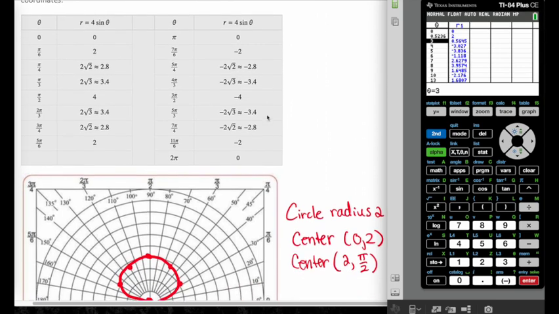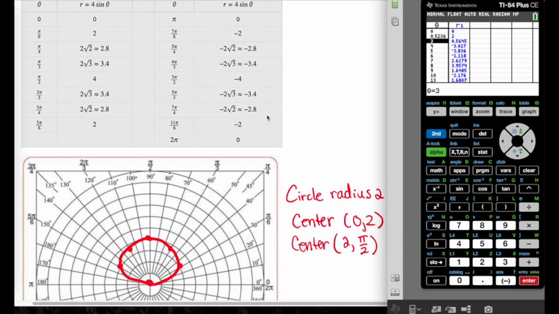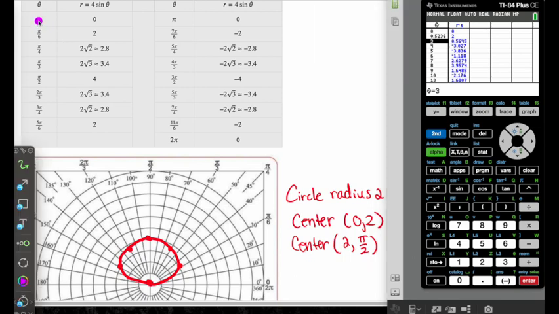Now, once you have your table of values, when you graph it by hand, you're just plotting points and then connecting the dots, just like we normally do. So for this first point here, I would plot an angle of 0, meaning I'm not going to swing open at all, and I'm going to come out 0 units. So that means I'm going to be looking right at the origin.